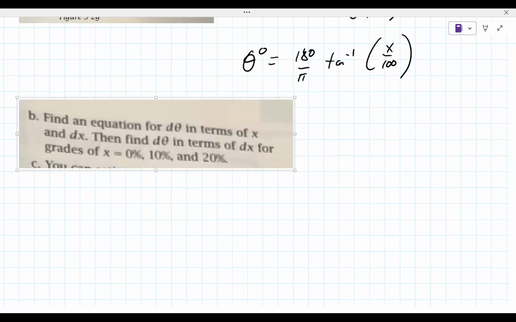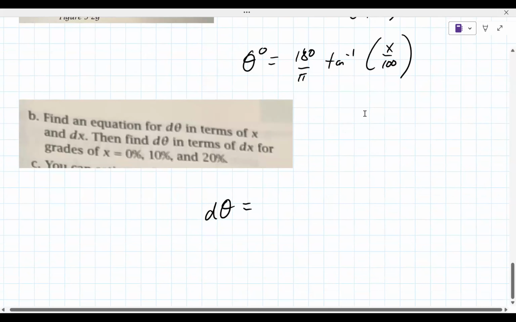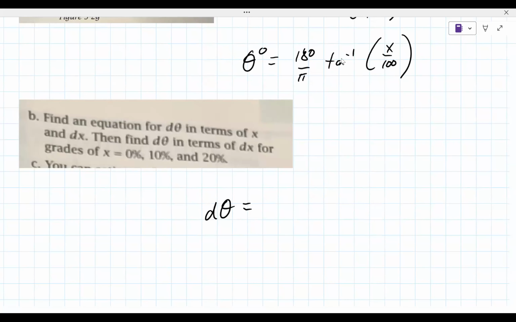Part B says find an equation for d theta in terms of x and dx. So they're basically asking, I know it's really weird, to take the derivative of this thing here. This is an inverse tangent. It's a little horrible. Could you give that a try, though, please? You can look up the derivative for inverse tangent if you need. It's the 1 over 1 plus x squared thing, right? Yep.